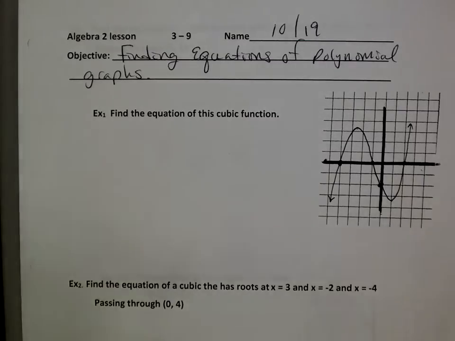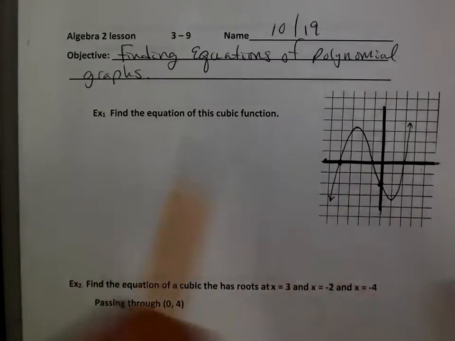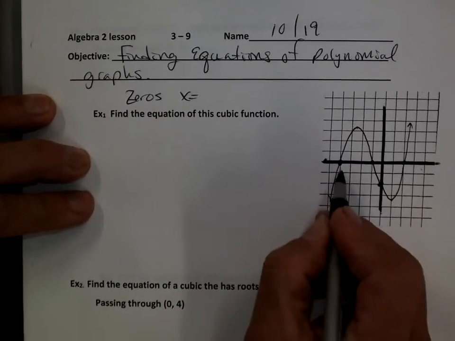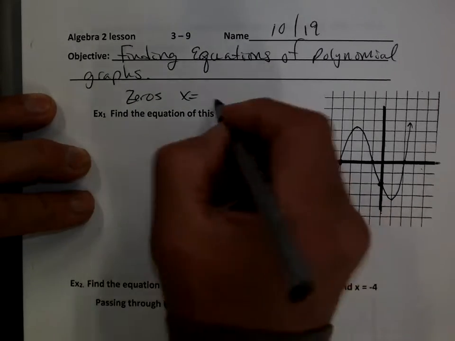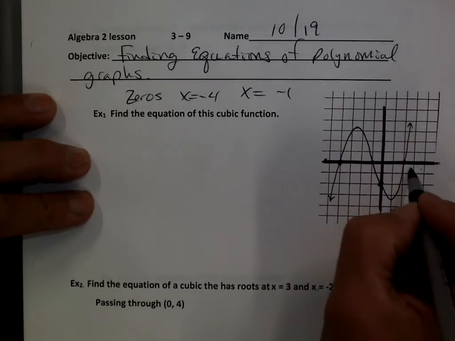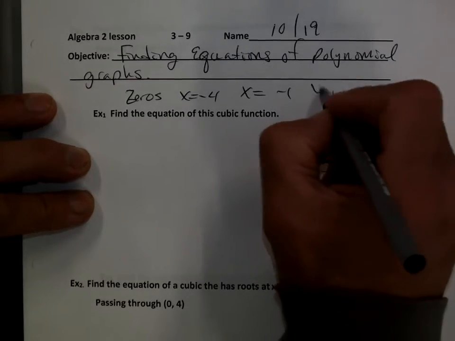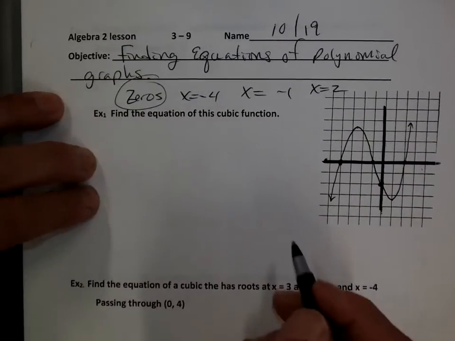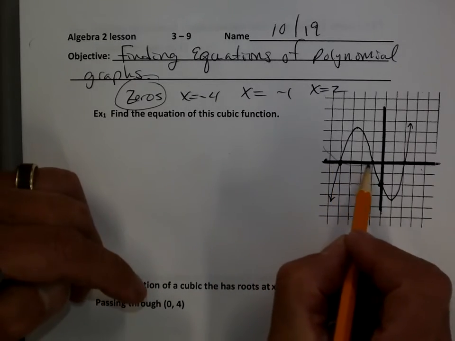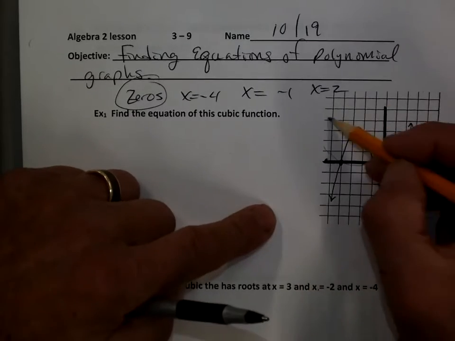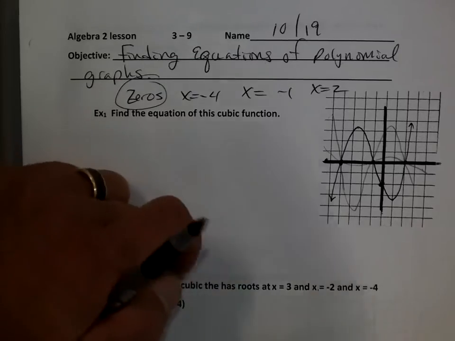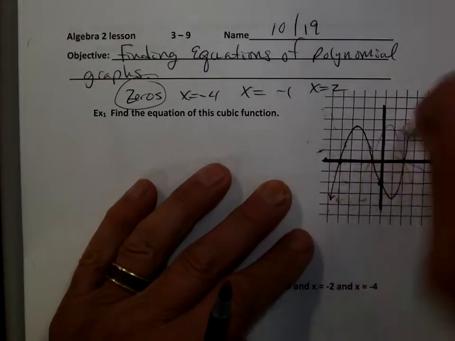So if we didn't have this point right here and all we knew were just the zeros, I know my zeros are at x equals negative 4, x equals negative 1, and x equals 2, right? If that's all we knew, then the graph might look like this, could look like this, right? Could have lots of different answers. However, this one in particular goes through a given point.